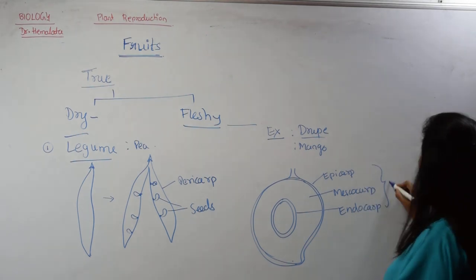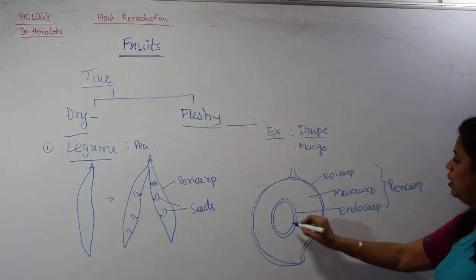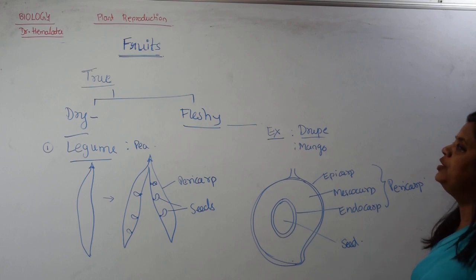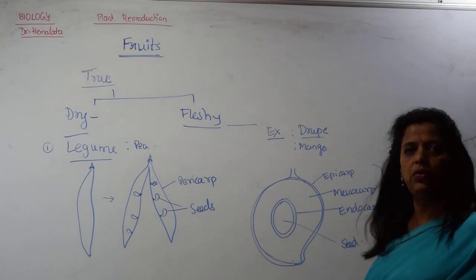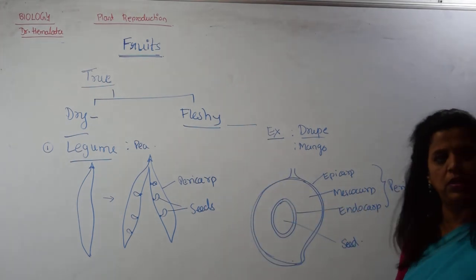Together we call this the pericarp. Pericarp is the name of the fruit wall, and this is the seed. Okay, so this is about the fleshy fruit of mango. We call this the drupe fruit. Now, dry and fleshy, both are two types of fruits.